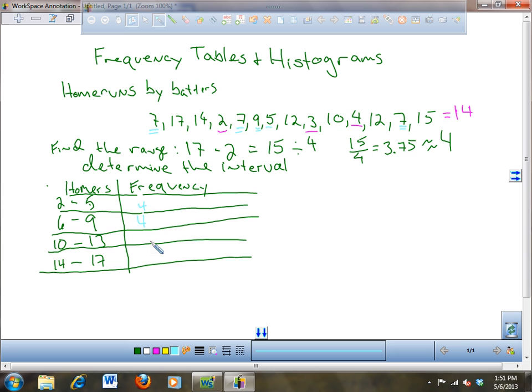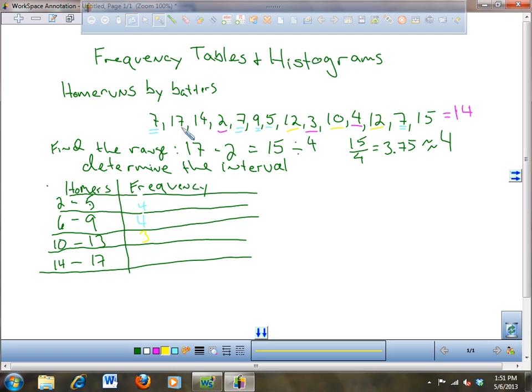How many people hit between 10 and 13 home runs? Let's change colors again. 10 and 13. There's 3. Where's the next one? 10, 12. Oh, only 3 in there, right? And how many people hit between 14 and 17 home runs?